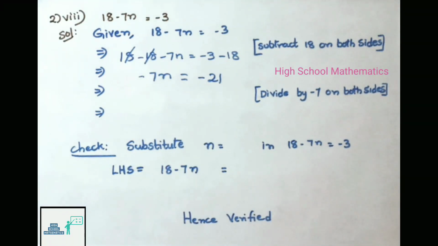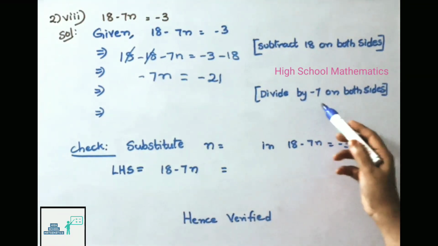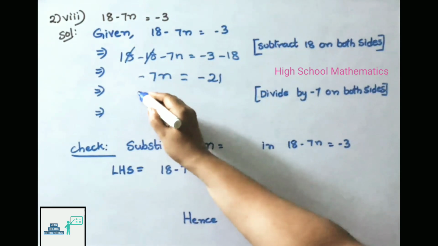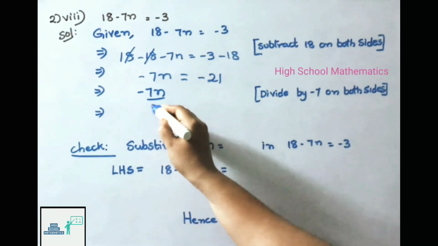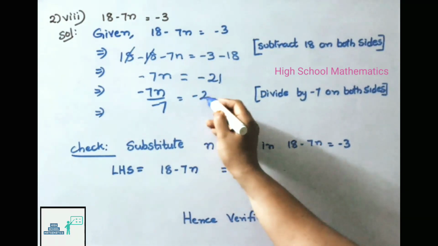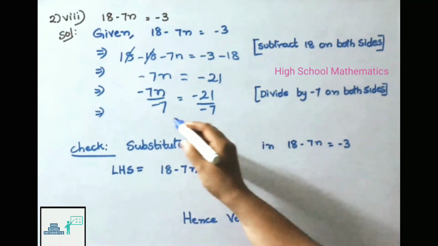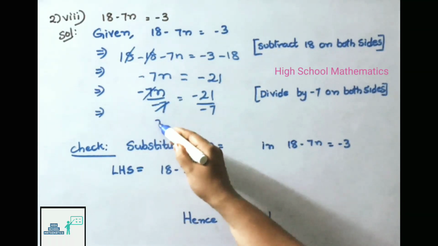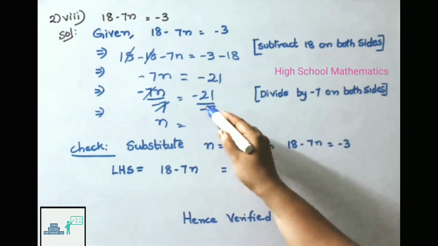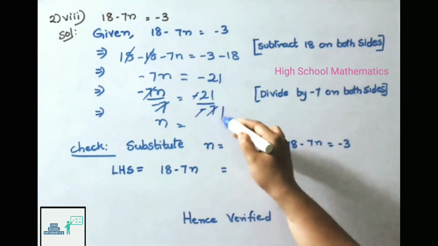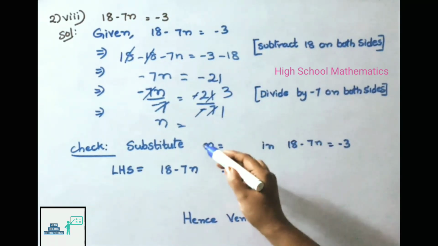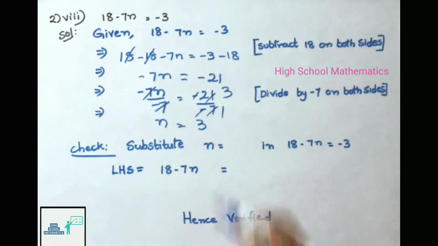Now to remove this minus 7, we are going to divide by minus 7 on both sides. So write down minus 7n by minus 7 equals minus 21 by minus 7. Minus 7 cancel. Write down n equals, here minus cancelled. 7 ones are 7, 7 3s are 21. 3 by 1 means 3. So we got here n equals 3.